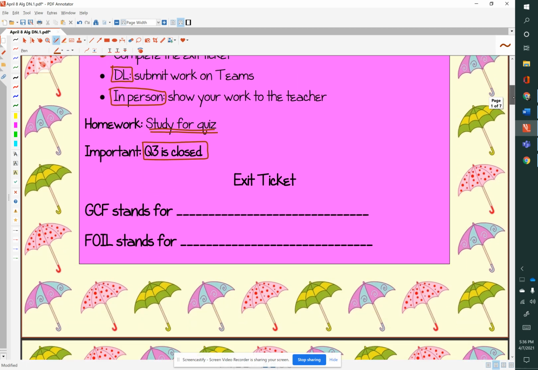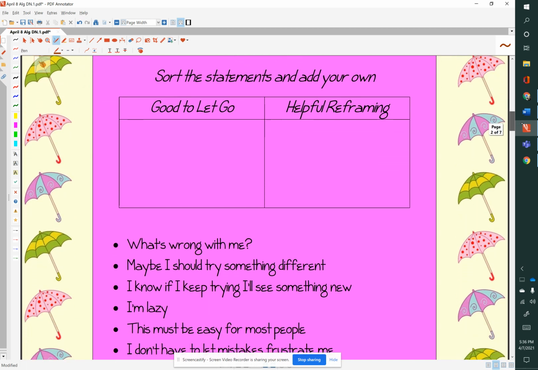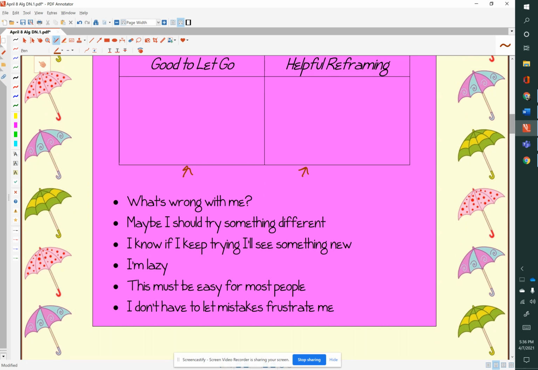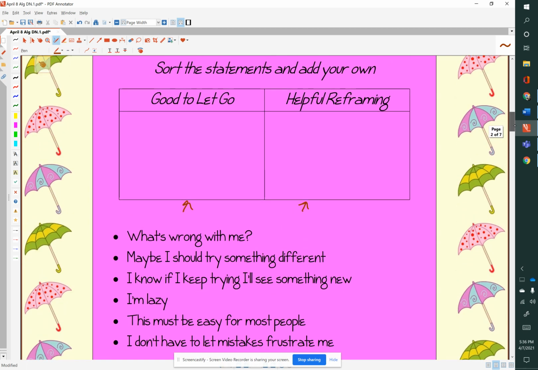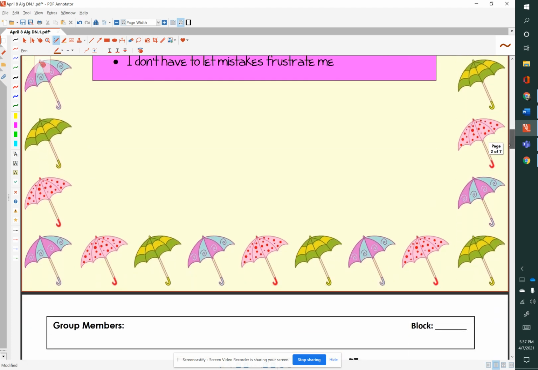So we'll get back to our exit ticket in a minute, but let's start with this reframing exercise. We're going to sort the statements into these 2 boxes, and if you want, you can add your own. And the statements: what's wrong with me? Maybe I should try something different. I know if I keep trying, I'll see something new. I'm lazy. This must be easy for most people, or I don't have to let mistakes frustrate me. So sort those into whichever box you think they belong in and add your own. Remember, reframing keeps you positive.